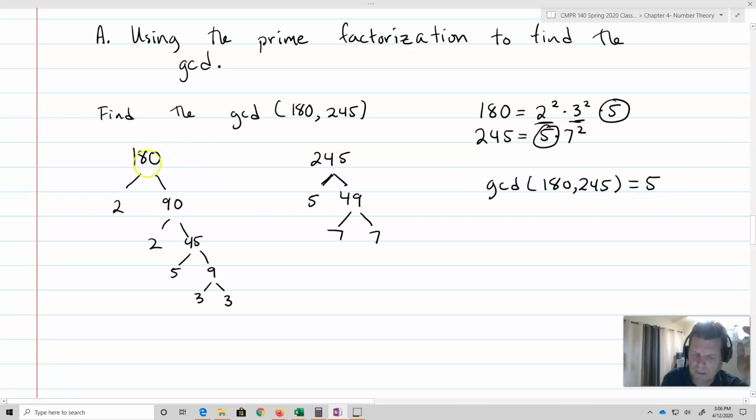So what we did was we basically created a prime factor tree in order to find the prime factorization of the two numbers, and then we just compared whatever ones they had in common. Had 245 had some 2s in it, we would have had to multiply by 2, right? But it didn't. So consequently, no 2s in it. Had 180 had any 7s in it, we would have had to multiply 5 times 7, right? To incorporate the 7 as a factor of both numbers.